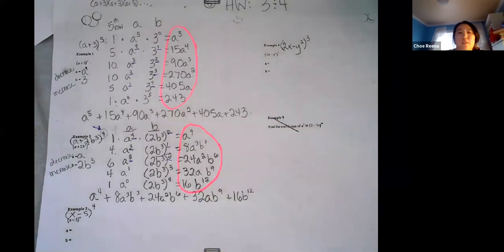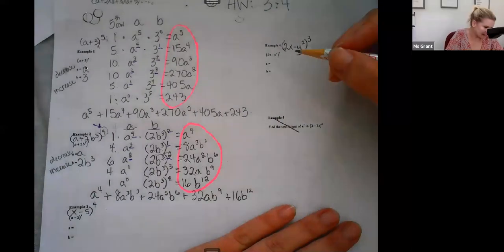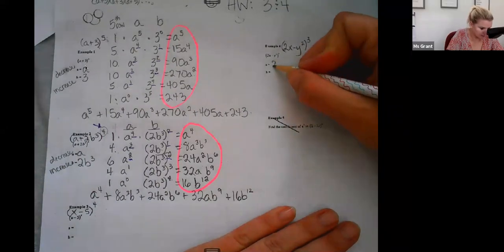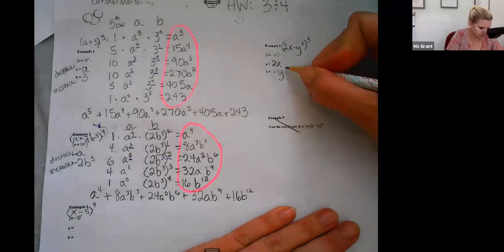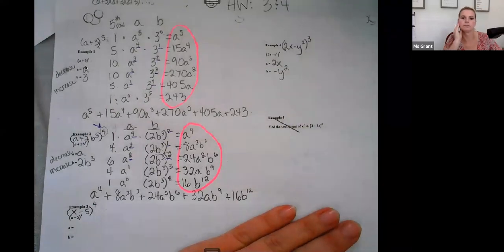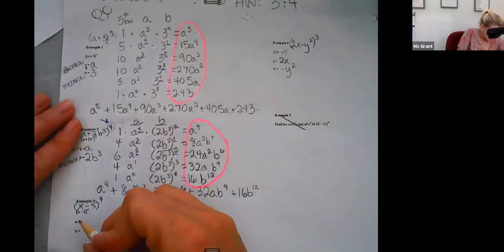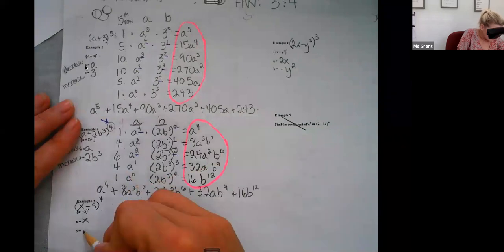For example 4, would B be like negative y squared? Yes, A is 2x, B is negative y squared. For example 3, A is x, B is negative 5.